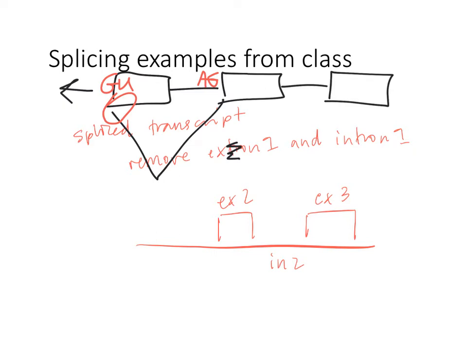So any questions about any of these sorts of splice forms, splice variants? So typically introns get removed, sometimes not all of the introns, sometimes just a handful of them. Sometimes introns get moved in addition to exons.